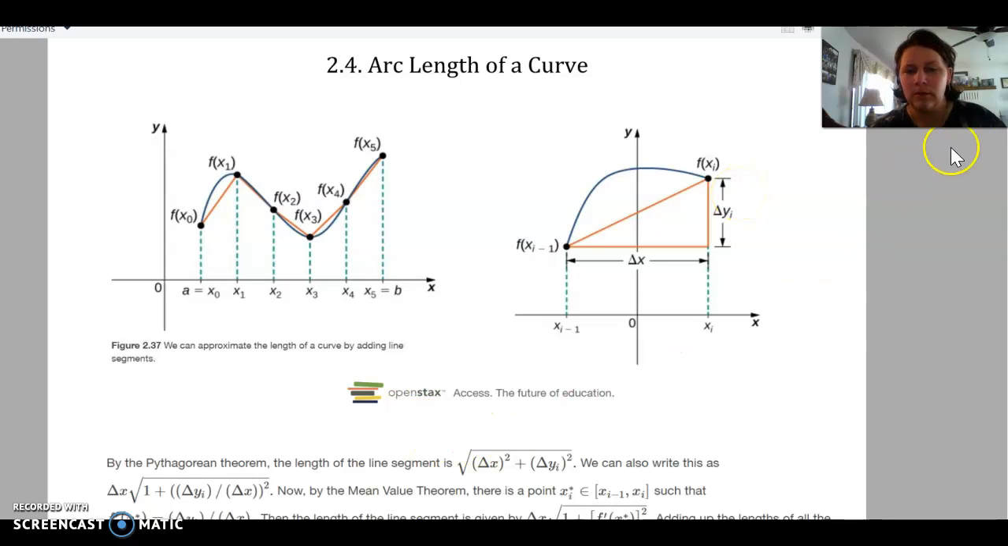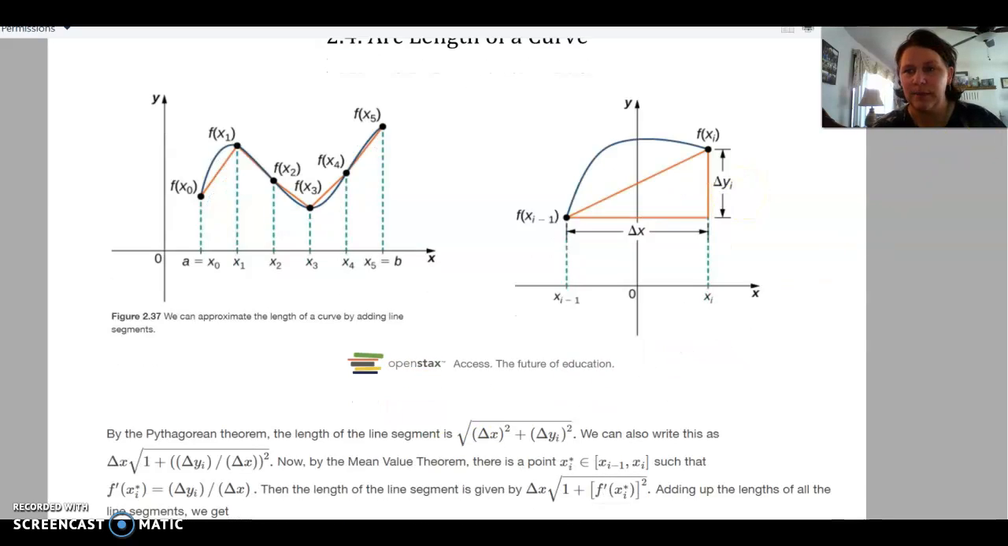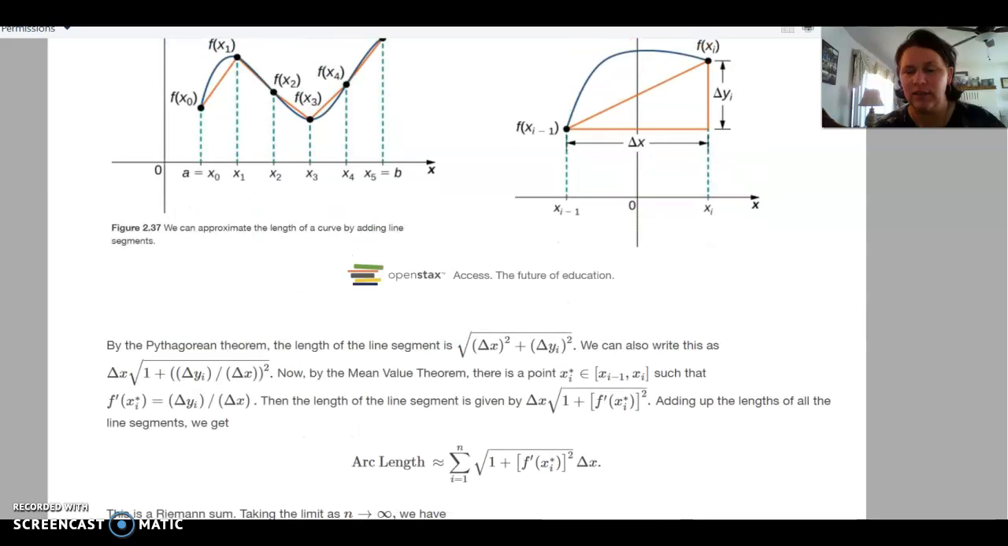Okay, so using that picture there on the right, you can see that we can take the Pythagorean theorem and find the distance between our two f of x values. So by the Pythagorean theorem, the length of the line segment is the square root of delta x squared plus delta y squared. Okay, that's just the Pythagorean theorem.